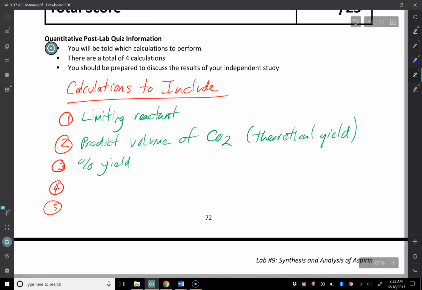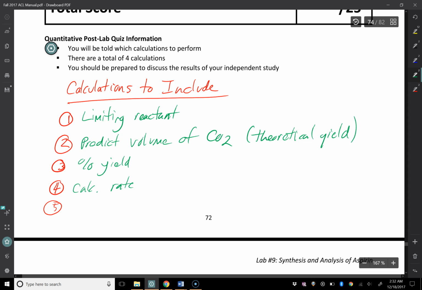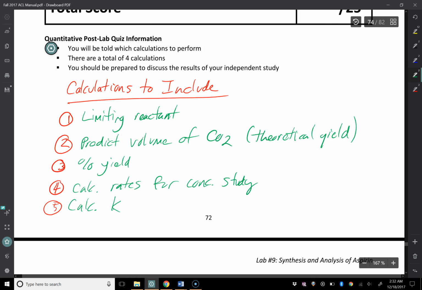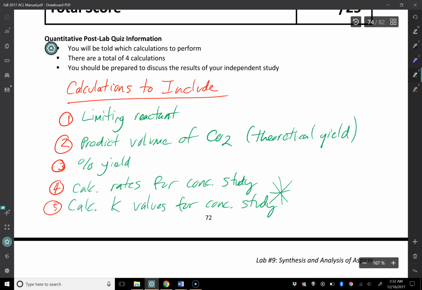Number 4, you can calculate rates for a concentration study. And please calculate all 3 rates for the concentration study. And you can calculate K values for concentration study. And again, these 2, if you've got things set up in a pretty reasonable way on your graph, you can probably just do the calculations right next to them. If you'd prefer to do it on the blue and yellow data sheets, knock yourself out.